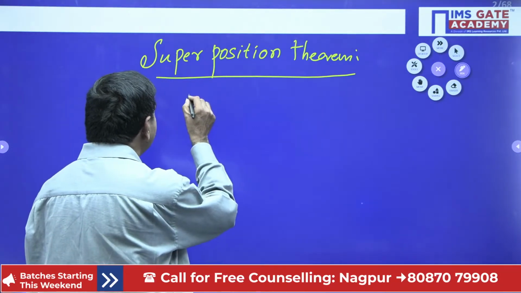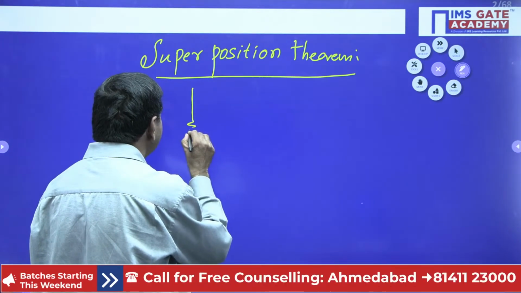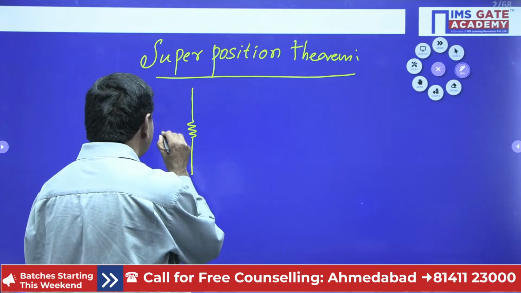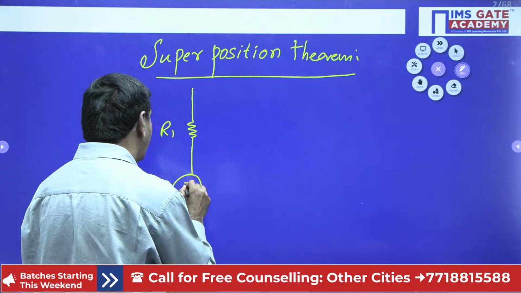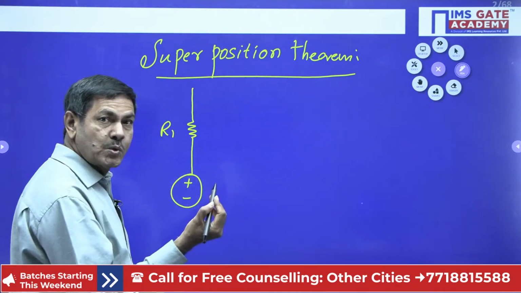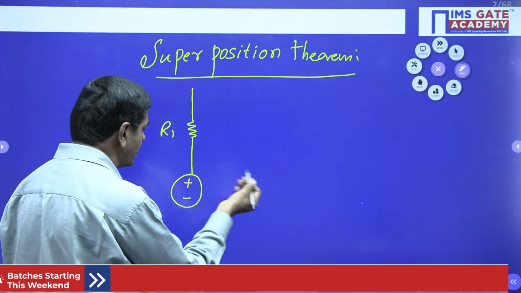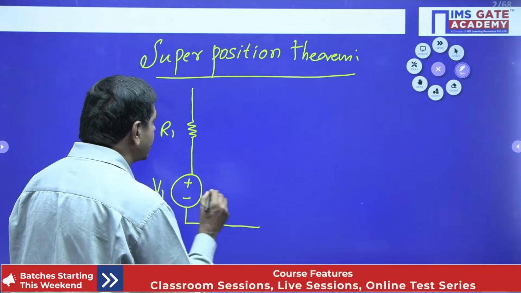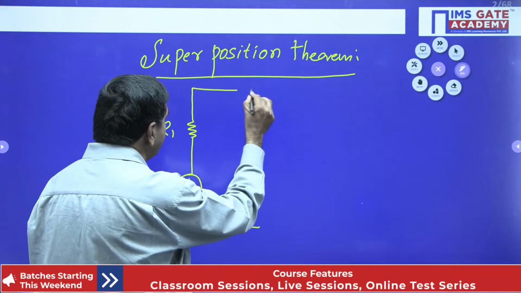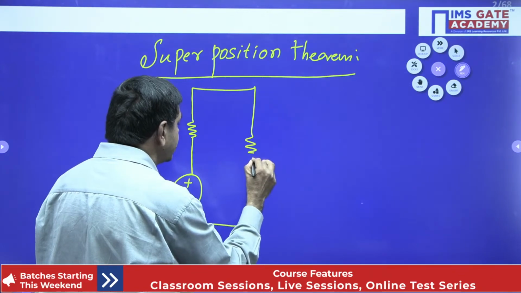Suppose there is a network in this form. There is a resistance R1 and a voltage source; even a current source you may give. Current or voltage source is acceptable. I connected one voltage source V1. Here I connected one more resistance R2.